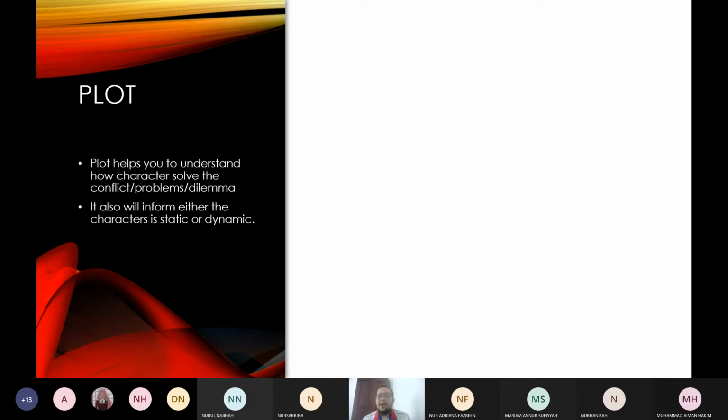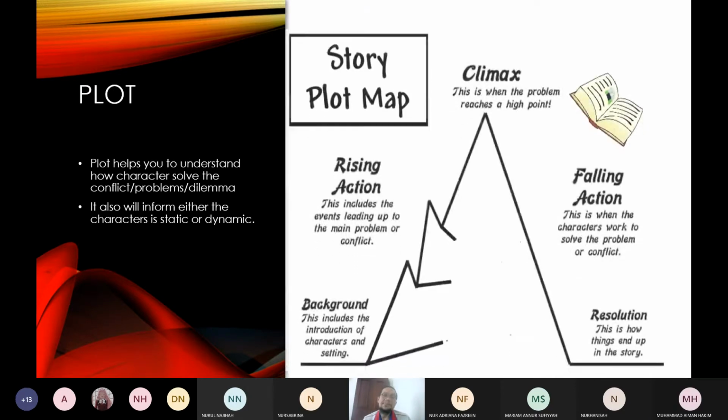Alright, and actually main character lah yang akan responsible to solve the conflict. And kadang-kadang konflik tu mungkin jadi selesai, dia berjaya selesaikan, ada kadang-kadang dia tidak berjaya untuk menyelesaikannya, sebab tu kita panggil anti-climax. Kalau you mendengar anti-climax, maksudnya konfliknya tak berjaya diselesaikan. Alright, so dia juga inform sama ada karakter yang kita tengok tu static ke dynamic daripada plot lah.